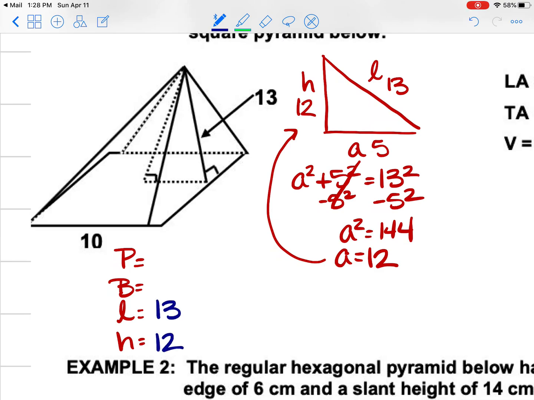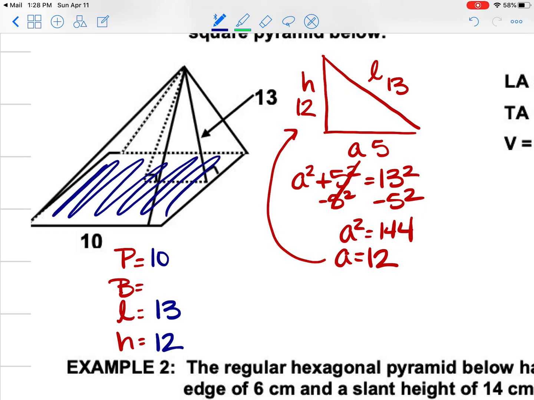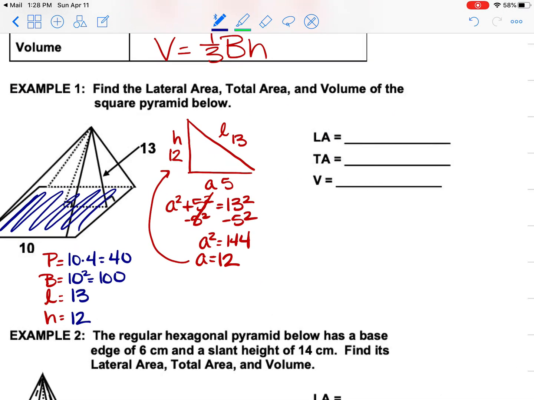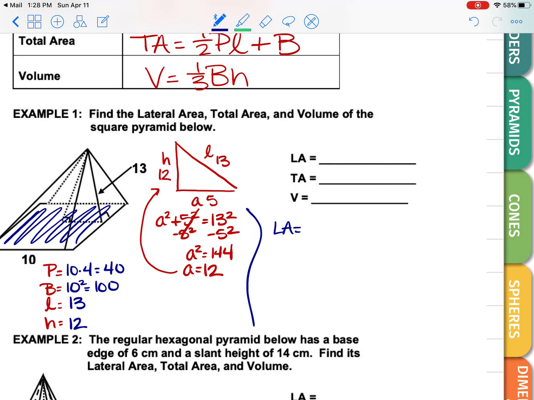So now let's find the perimeter. Perimeter of the base, we know the base is right here, this square, and so we could say 10 times 4, which gives us 40. Area of the base, we multiply side times side, 10 squared gives us 100. So now we have all our variables ready to plug them into our formulas. So lateral area is 1/2 times perimeter. So perimeter is 40 times slant height, which is 13. So if we multiply all that, 40 times 13, cut that in half, you would get 260.